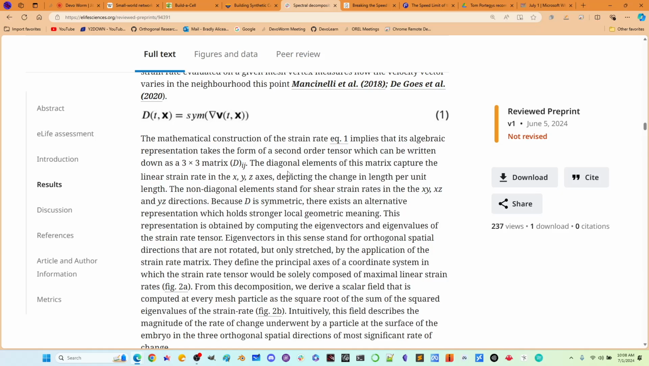And then they talk about the mathematical construction of these different axes. The diagonal elements of the matrix capture the linear strain rate in the XYZ axis, depicting the change in length per unit length. The off-diagonal elements stand for the shear strain rates in the XY, XZ, and YZ directions. Because D is symmetric in this equation here, there exists an alternative representation which holds stronger local geometric meaning. So you have this local geometric aspect that's really interesting.